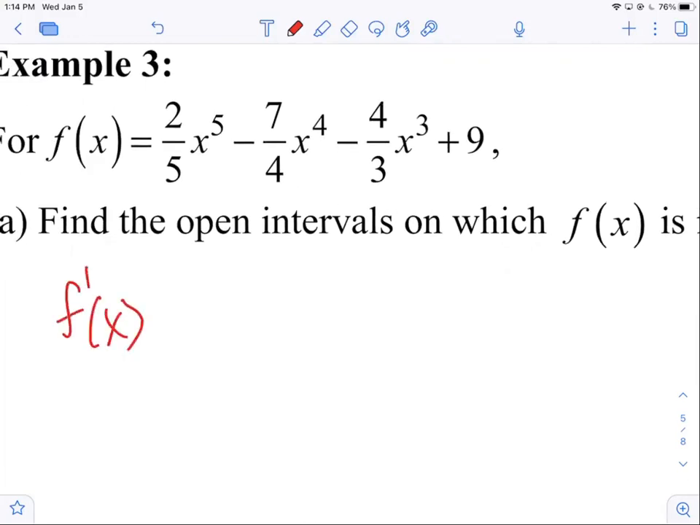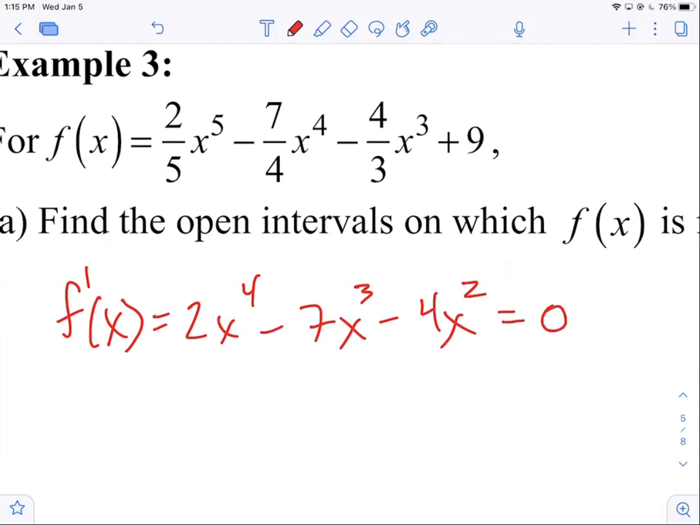F prime of x equals multiply, subtract, multiply, subtract, multiply, subtract. So we get 2x to the 4th minus 7x to the 3rd minus 4x squared plus nothing. Okay, that's never undefined, so we could just set it equal to 0 right there. And notice we turned a conditional equation into an equation when you set it equal to 0. Now I'm going to factor out a what?